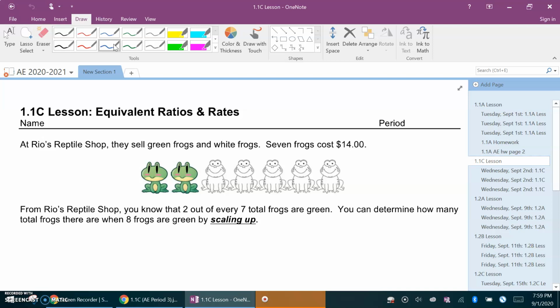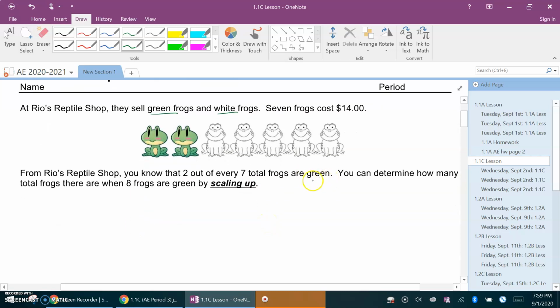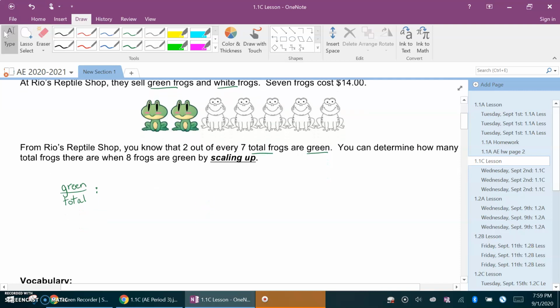So it says at Rio's reptile shop, they sell green frogs and white frogs. So we have green frogs and white frogs. 7 frogs cost $14. So it tells us that from Rio's reptile shop, we know that 2 out of every 7 total frogs are green. So looking at words that are important there, we have the word green and we have the word total. So if we were to use our word ratios that we talked about yesterday, we'll have green to total, and then it says 2 are green. So we have a 2, and then total says 7.